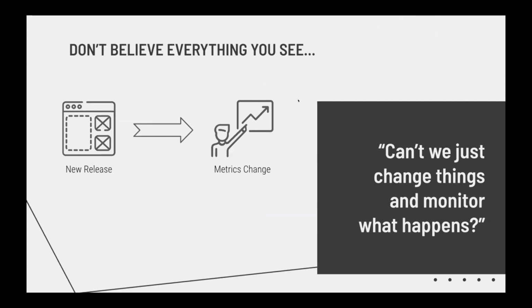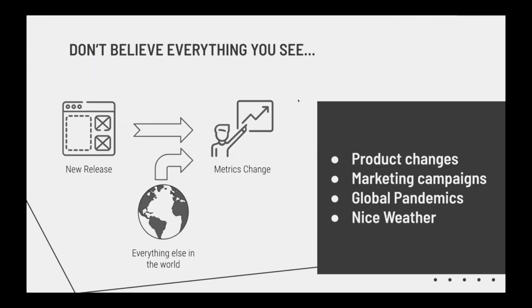So it's not the experiment, it's not the data, it's not the feature, sorry, we're rolling out. So this gets back to this, which is, don't believe everything you see, and can't we just change things and monitor what happens? Well, we especially can't do that when there's everything else in the world taking place, right? So there's product changes, there's marketing campaigns, there's things like the global pandemic, there could be something as simple as nice weather, right? All those things can affect our metrics.